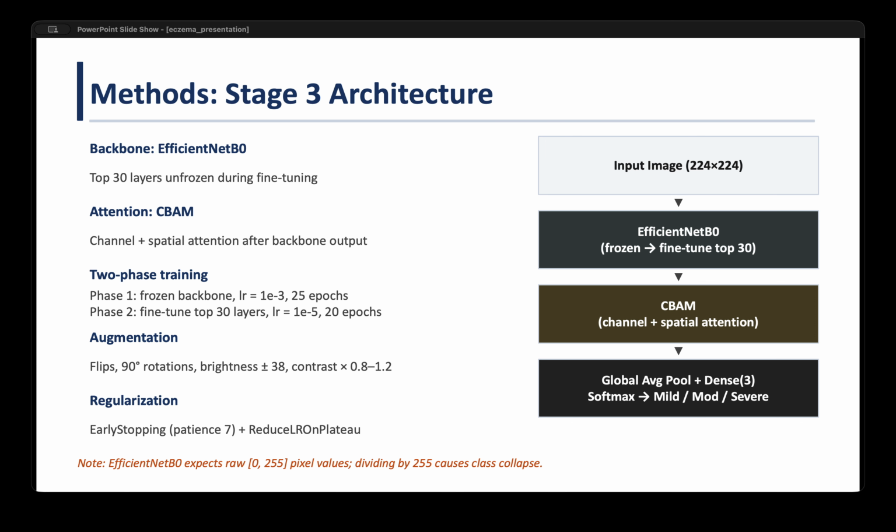After the backbone, CBAM applies channel and spatial attention. Then global average pooling feeds into a 3-class softmax head. We train in two phases. First, with the backbone frozen, then we fine-tune the top 30 layers at a lower learning rate. Data augmentation with flips, rotations, and brightness prevents overfitting on our small dataset.